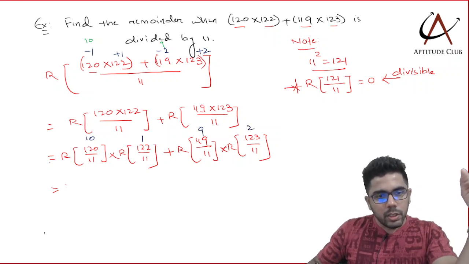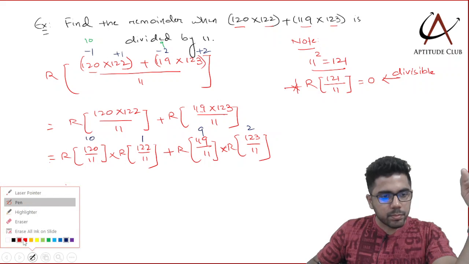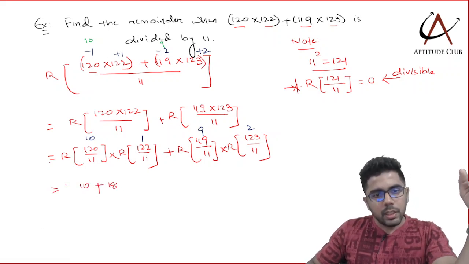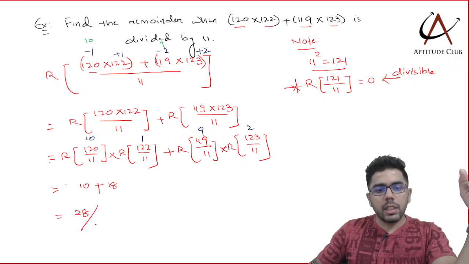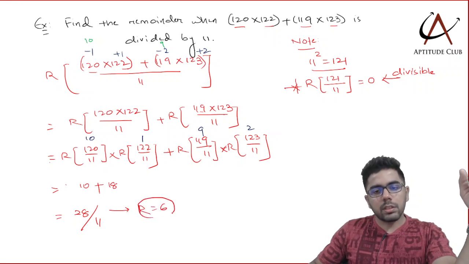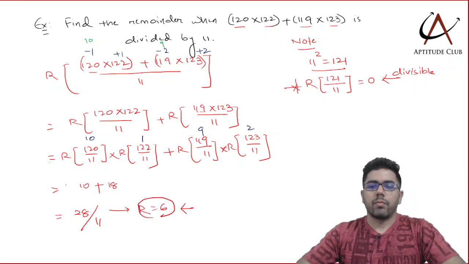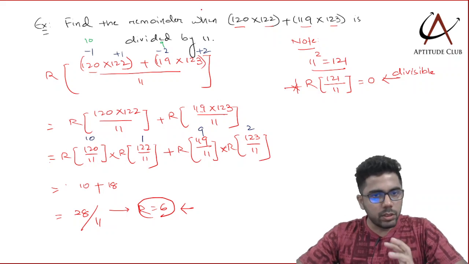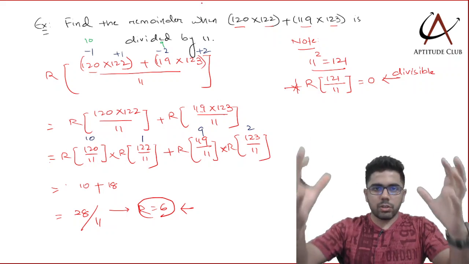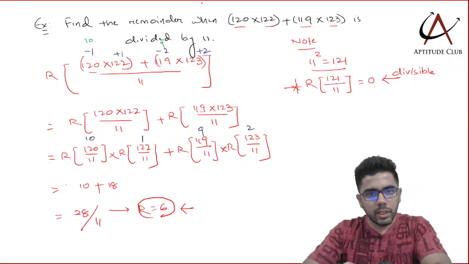So 10 into 1, it is 10, plus 9 into 2, it is 18, and 10 plus 18, it is 28, which exceeds 11. So divide 28 again by 11, I'll get remainder as 6. Okay, we do this. We divide 28 again, remainder finally 6 will come. Now it makes our calculation very easy.